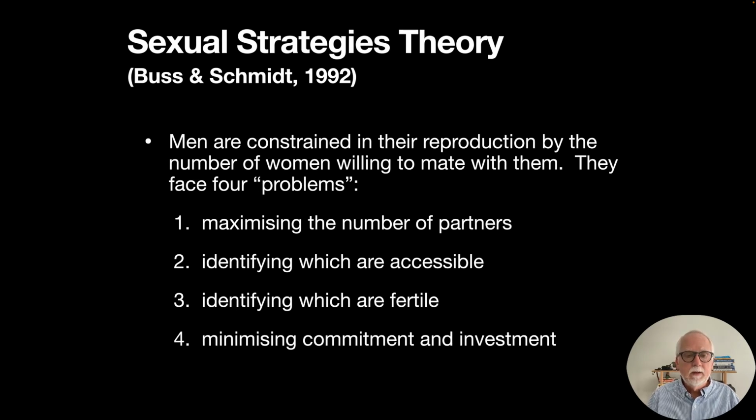And finally, you want to minimize your commitment and investment so that you can move on and find another partner you could possibly have an offspring with. So that's what sexual strategies theory says. What about data? Do the data seem to support this kind of theoretical approach? There are some data that sort of support this.